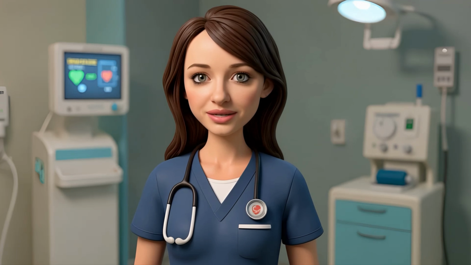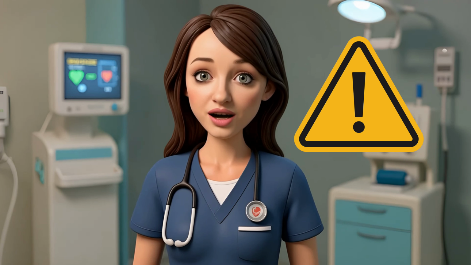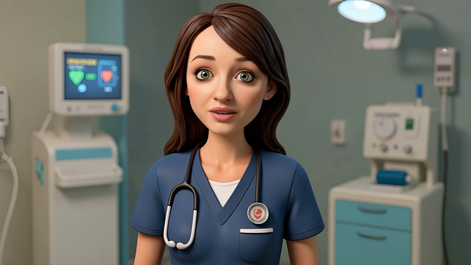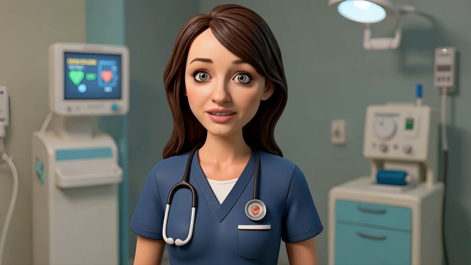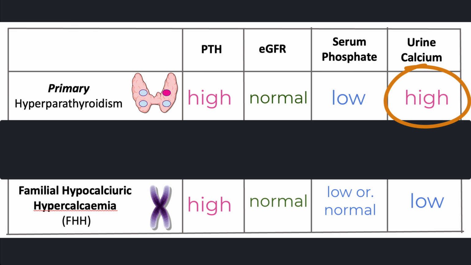And whilst FHH is benign, it's important to recognise this condition because we don't want to misdiagnose these patients with something else and have them undergo unnecessary surgery, for example, right? So we need to separate out these conditions, and how do we do that? How do we separate FHH from primary hyperparathyroidism? And the key here is in that urine calcium test. Like we said, FHH has a low urinary calcium, and a calcium creatinine clearance of less than 0.01 would strongly point towards this. In primary hyperparathyroidism, there will be a normal or even a high urinary calcium, right?